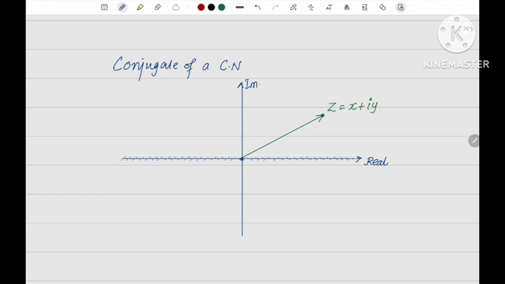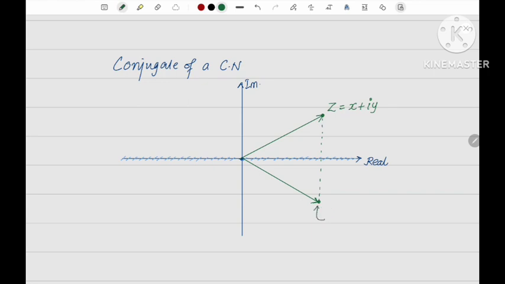Okay, if this is the mirror, then if I take the mirror image of this point, then I will get this point. No, this point. Mirror image about the real axis. Okay, mirror image about the mirror. And if I join this by a complex number here, so this complex number that I get after taking the mirror image of z will be called the conjugate of z.